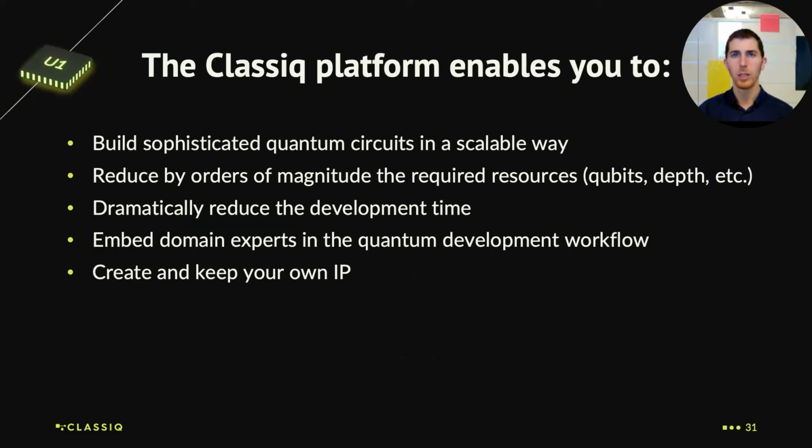So if I need to summarize, before we jump into some examples, what the Classiq platform enables you to do. First of all, it enables you to build sophisticated state-of-the-art quantum circuits in a scalable way. Then, of course, it also enables you to reduce by orders of magnitude, and I'm going to give one or two examples, the required resources: the qubits, the depth, the number of gates, and so on and so forth. It also makes the development much easier. It dramatically reduces the development time. It enables you to embed domain experts, who are non-quantum experts, into the quantum computing software workflow. And maybe most important, if not one of the most important, it enables you to create and keep your own IP, right?